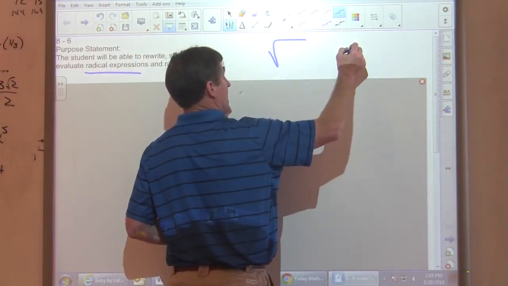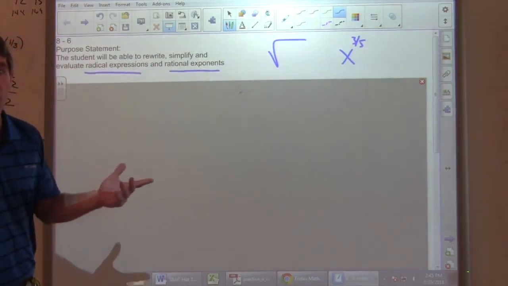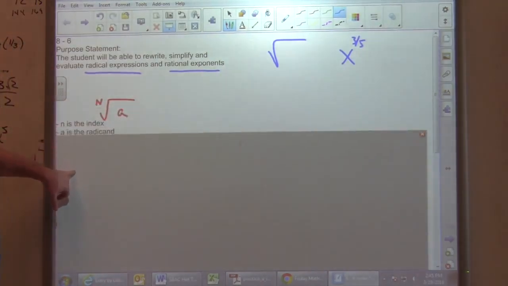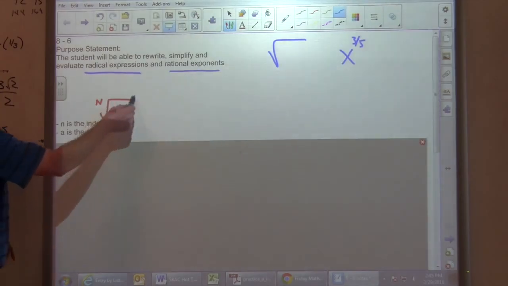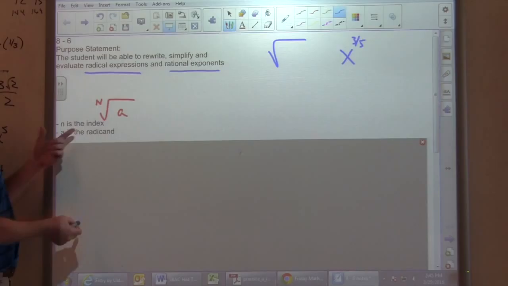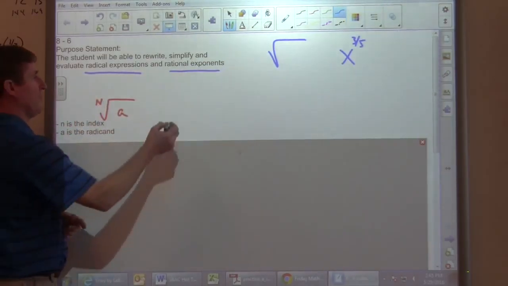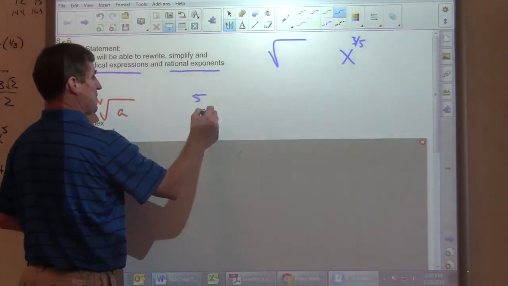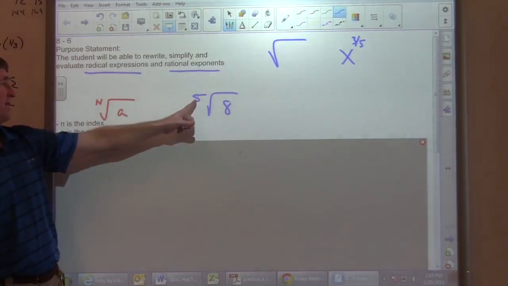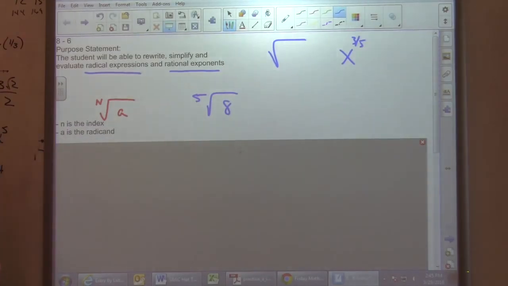So what we're going to do today is work with fractions in the exponent, which isn't hard to deal with, but it's new to you. First of all, when we take our radical sign, n is the index and a is the radicand. So this would be read the nth root of a. So we could do the fifth root of 8. Again, the index or root goes here, and then the radicand goes inside the radical sign.